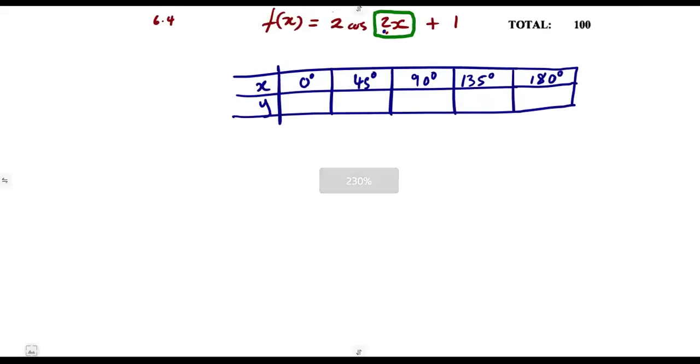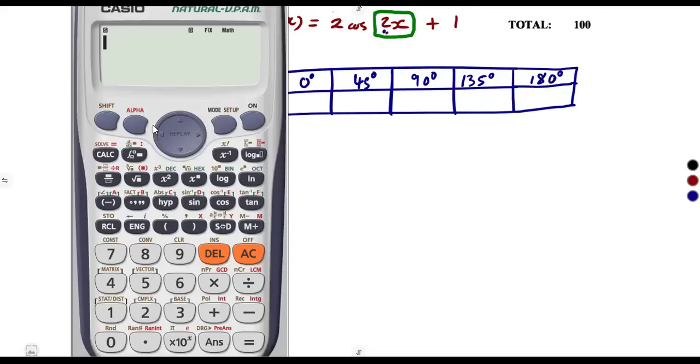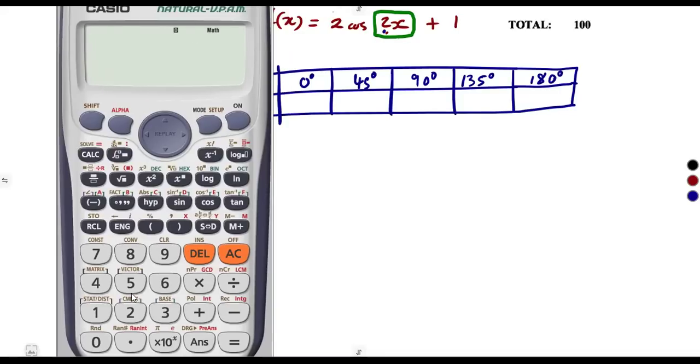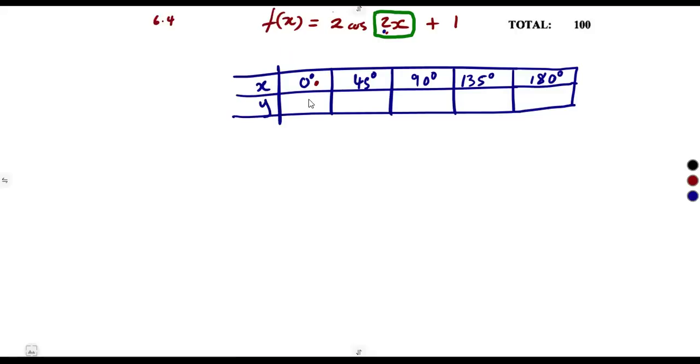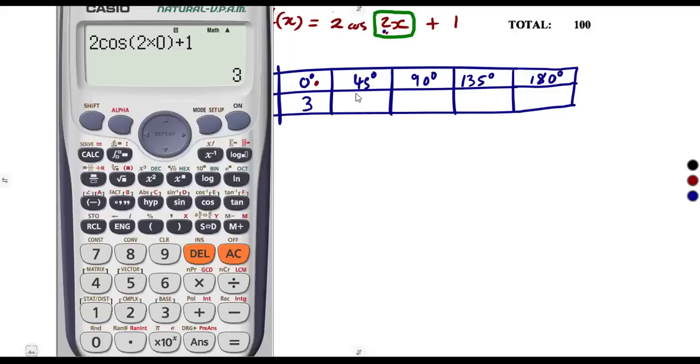So guys, substitute these in your calculator as it is. All right, let's remove this fix, because normally they're going to have all numbers there. We need 2 cos. Take note, it's 2x, 2 times the value of x. What is our x? It's 0. 2 times 0. Whatever you have, you must close the bracket. This is 2 cos x. Then add a 1 after that. So our answer is going to be 3.